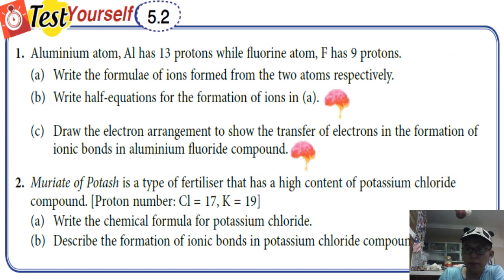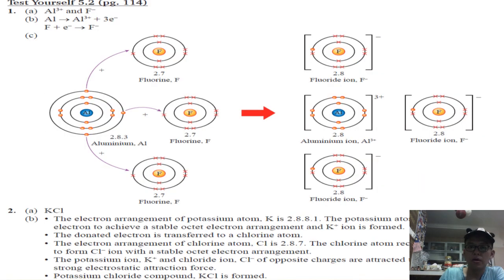For practice 5.2, you can try on your own. We have 2 questions only, question 1 and 2. They also come with the answers at the back. So make sure you do all the questions, and I hope you can understand this chapter about what chemical bonds are and how ionic bonds are formed.